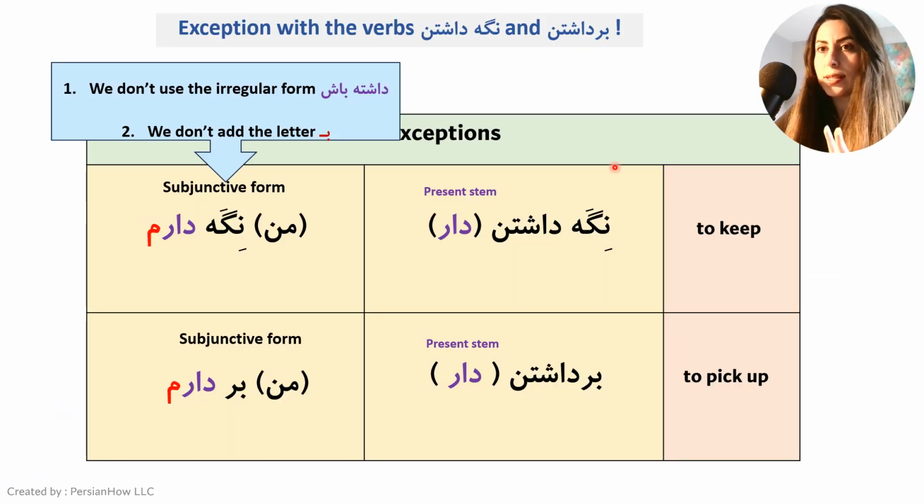Please note there are 2 exceptions. 2 verbs. So نگه داشتن, to keep, برداشتن, to pick up. So again, the present stem is dar, so the subjunctive should be داشته باش as stem, right? But no, we just use dar as stem, and also we do not attach be to it. So نگه دارم would be the subjunctive form of it. بردارم would be the subjunctive form. So no داشته باش, and also no be attached to it. Just remember these 2, and it's only 2. It could be worse. It could be like 20 irregulars. So I think 2 is manageable.